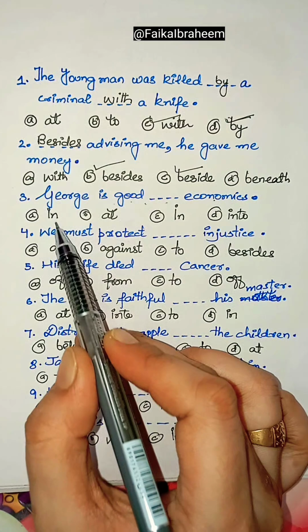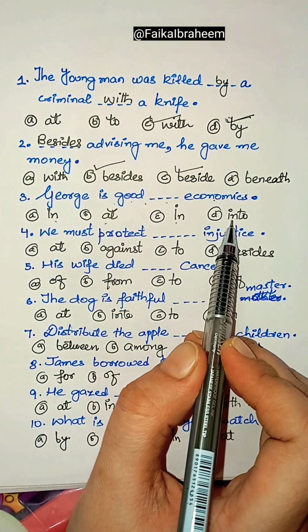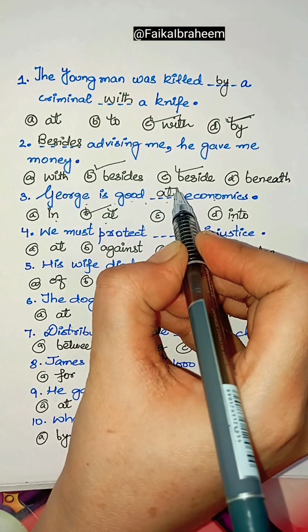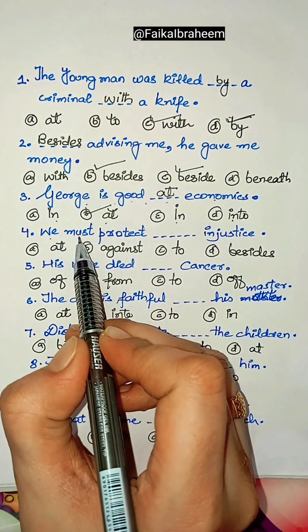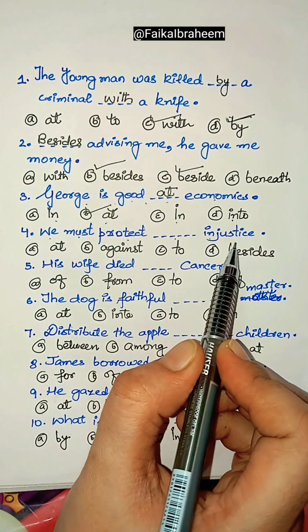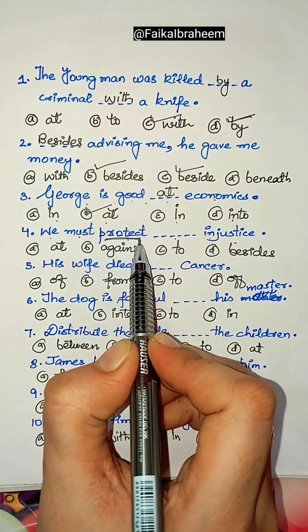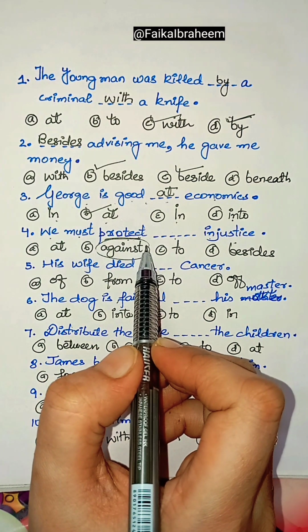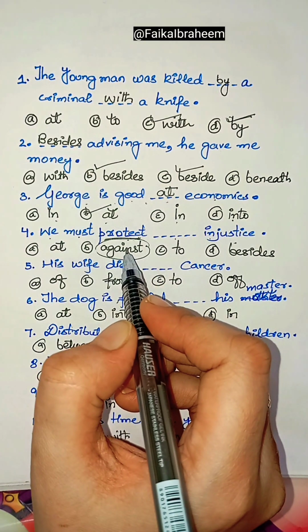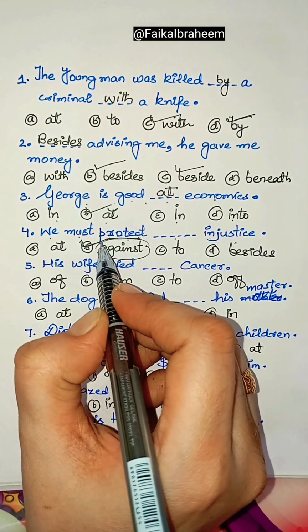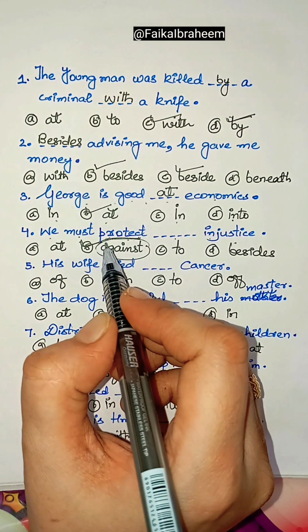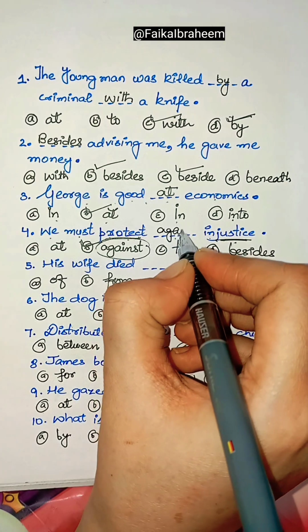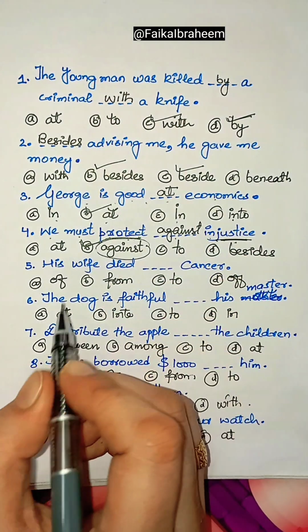George is good ___ economics: in, at, in, into? George is good at economics, at something. We must protest ___ injustice. Protest, you do protest when you are doing something against something. We must protest against what? Against injustice. Something wrong. So we use here against. We must protest against injustice.